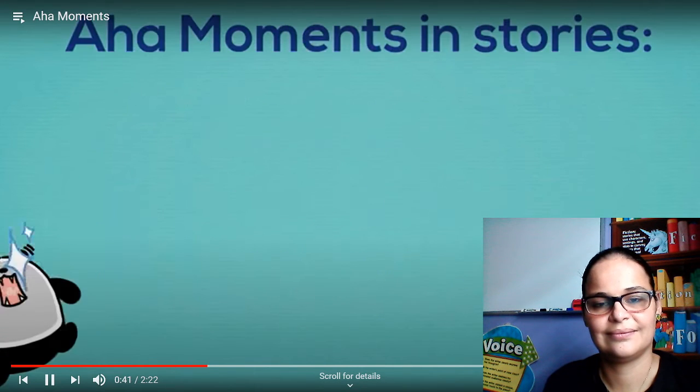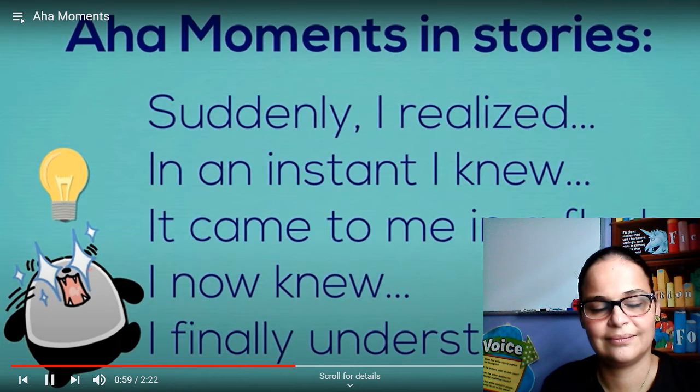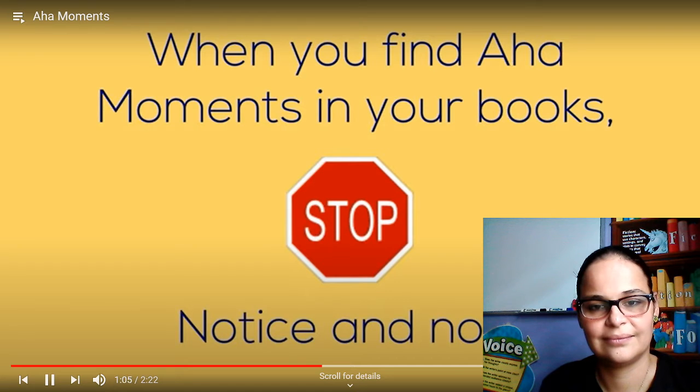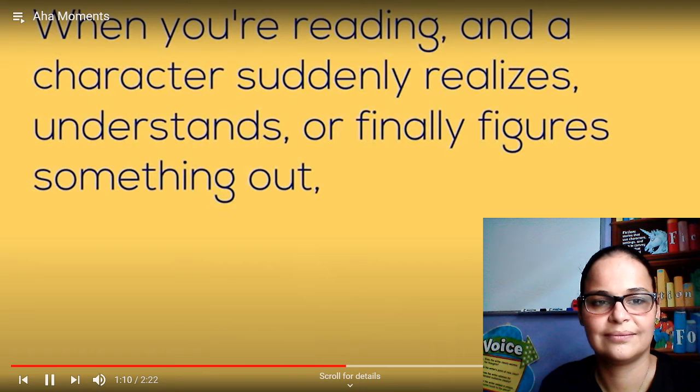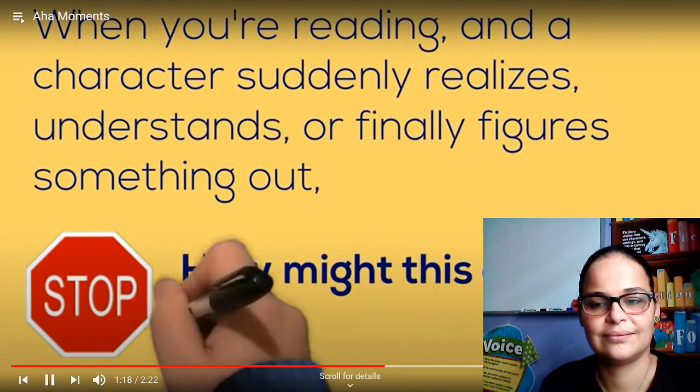Authors make these aha moments very easy to notice. They'll have the character say something like, "Suddenly I realized. In an instant I knew. It came to me in a flash. I now knew." Or "I finally understood." Authors put these phrases here to signal to us readers to stop. This is an important part in the character's experiences. We need to stop and think about it. So when you're reading and suddenly a character realizes, understands, or finally figures something out, you need to stop there and ask yourself, how might this change things?